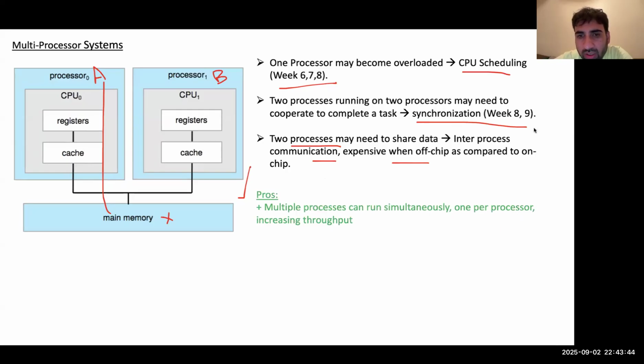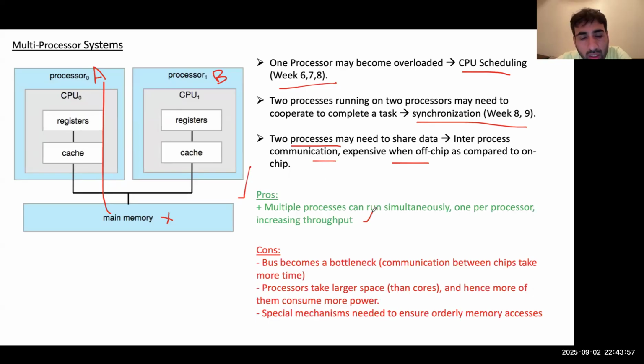If we look at the positives of this approach, the positive thing is that we can run multiple processes simultaneously, one per processor, which increases our throughput. That is a good thing. However, the problem is that in this design, we have the bus as a bottleneck. Why? Because the bus is the shared resource, and anyone who wants to access the main memory, or if two processes need to communicate with each other, they must share the memory. So the bus becomes a bottleneck.